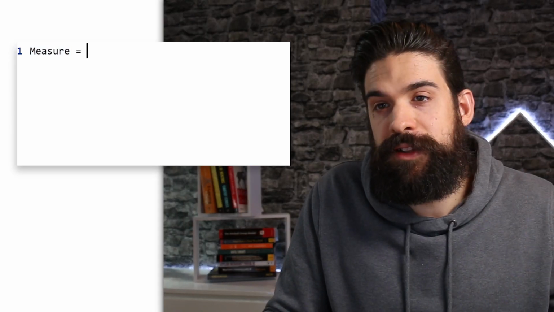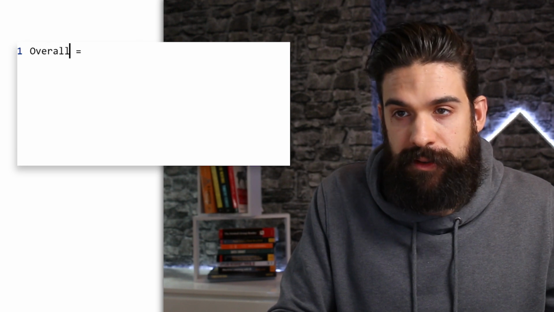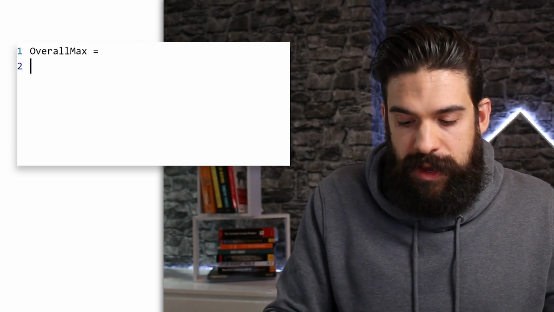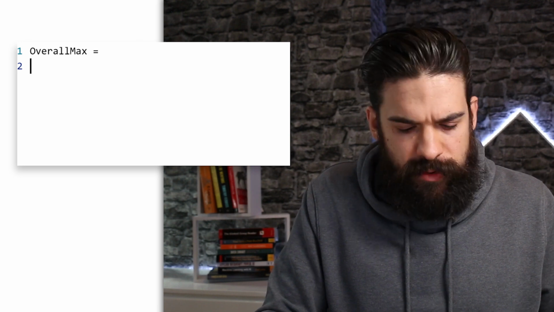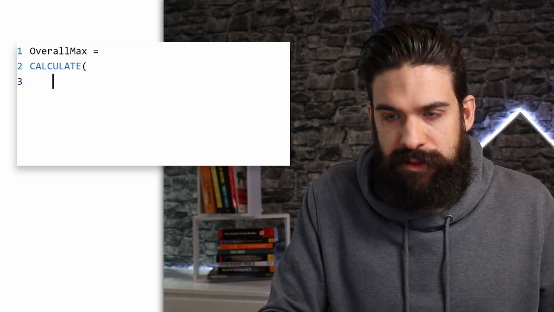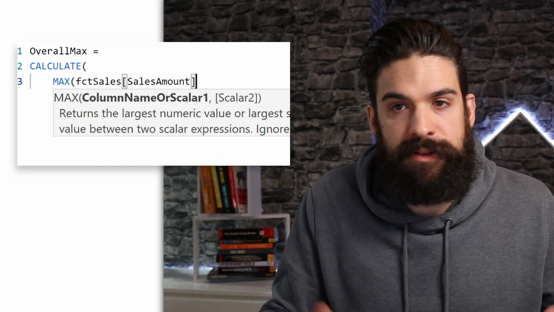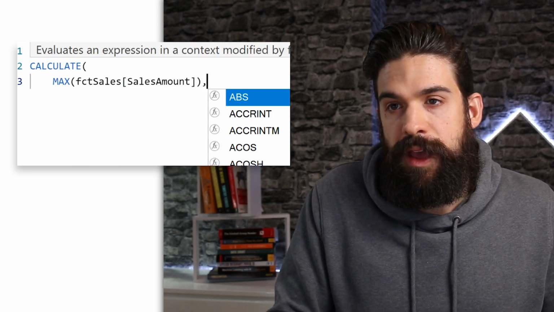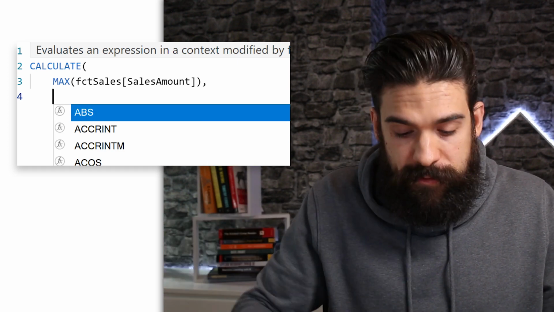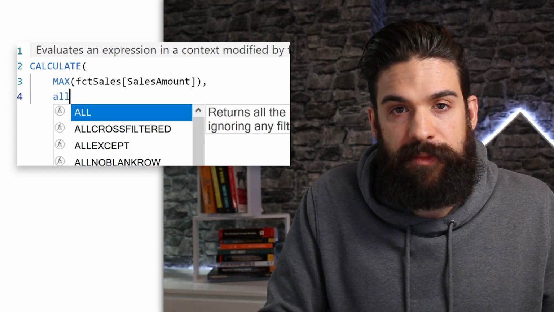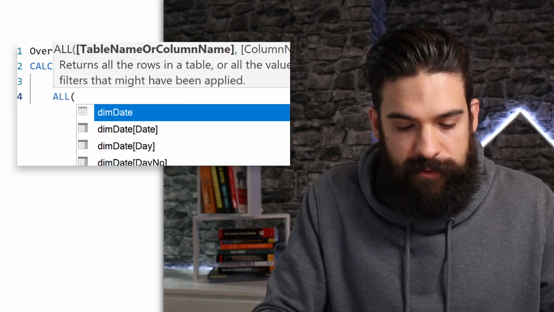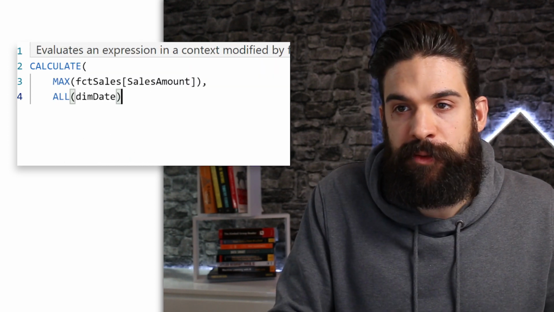All right, now the tricky part here is to have a calculation that returns the overall maximum. So that's going to be our starting point. So I'm going to call this measure here overall max. And you might think, oh, that's relatively easy. We can just use a calculate function and then look for the maximum of our, let's say, sales amount. And then we remove the filter on date. Okay, so you can use ALL or ALLSELECTED. Let's go for ALL. And I'm just going to remove it from the date table.